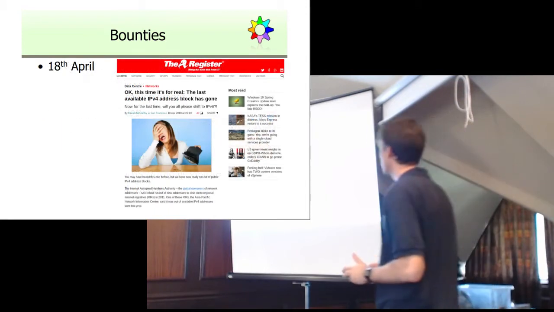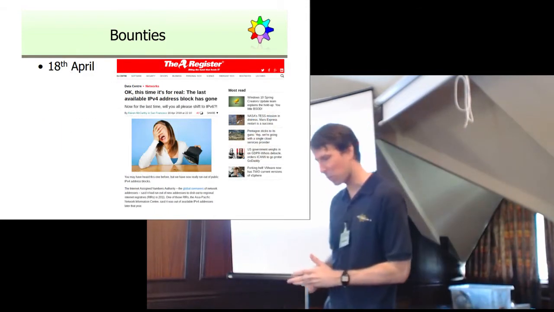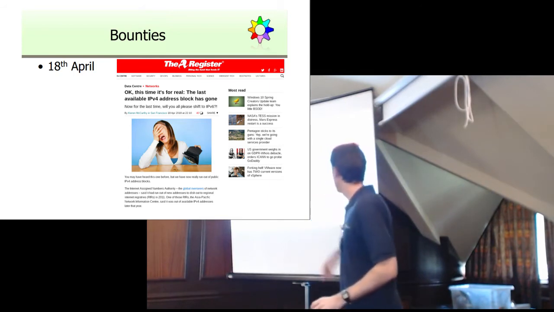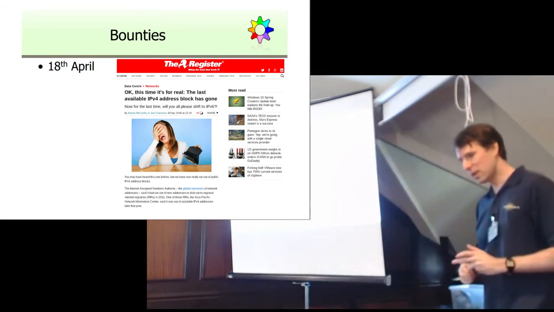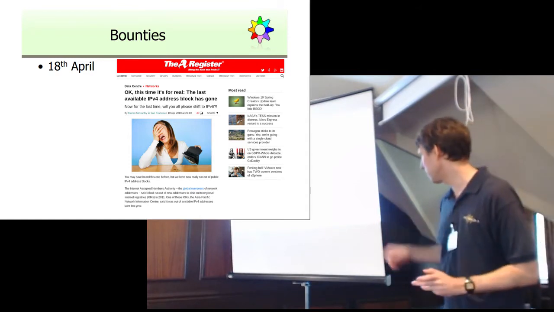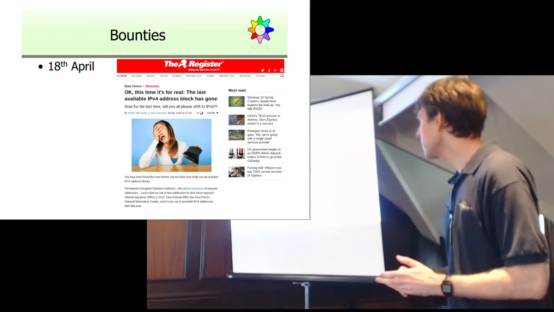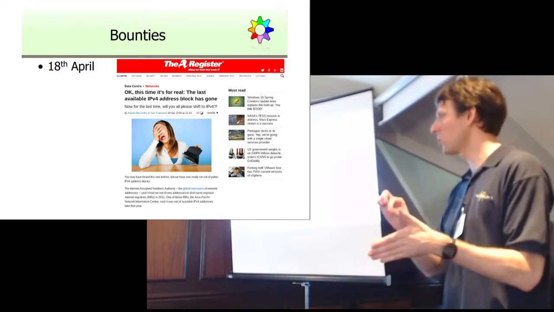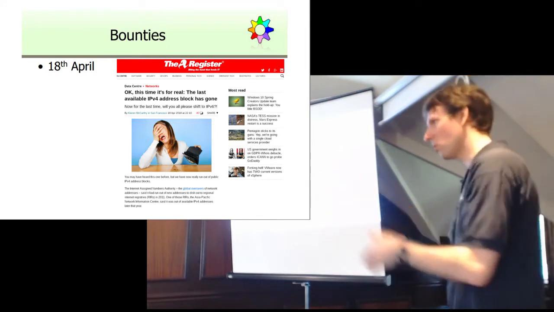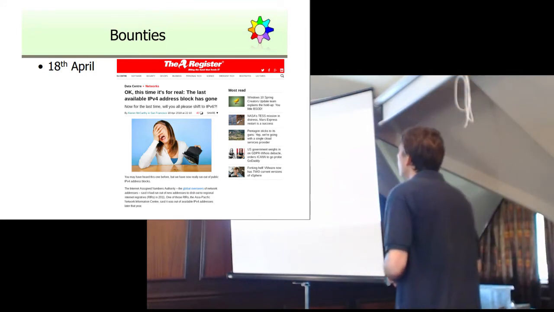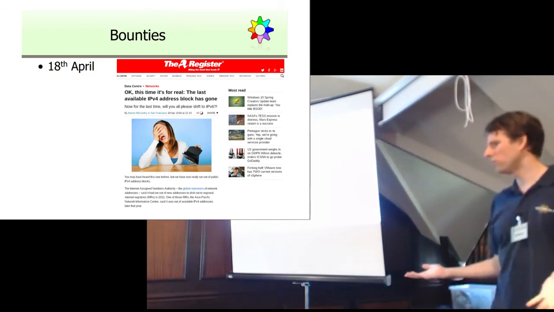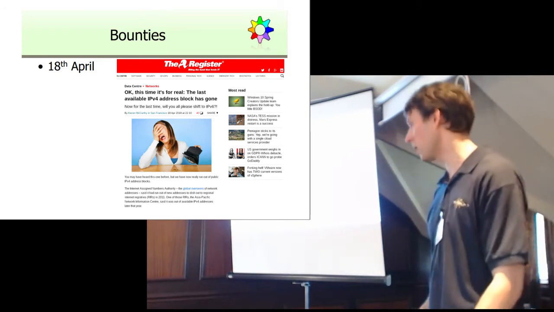This was an interesting article, curiously timed on the 18th of April, announcing that the very last block of IPv4 addresses has been dished out to someone in Asia Pacific. So the IPv4 address space, which is your normal internet addresses, a four-dotted number, has now run out, because there are only 4 billion of them, and clearly there are more than 4 billion computers in the world, despite what IBM predicted.